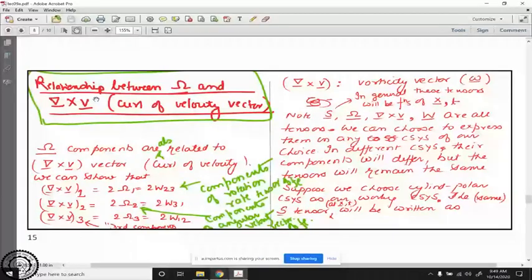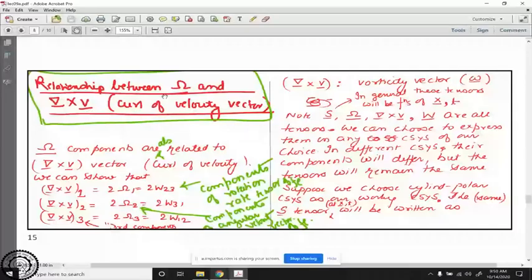There is a relationship between the omega vector, which is the angular velocity vector, and this quantity del cross v. You may remember that I said del cross v is called curl of the velocity, curl of the vector on which it acts. In this case, it is acting on velocity vector.